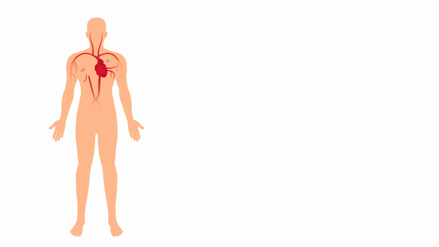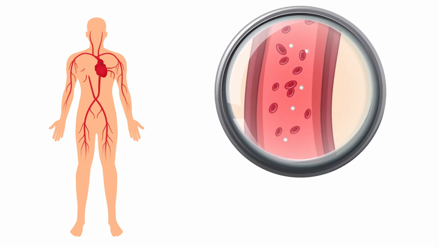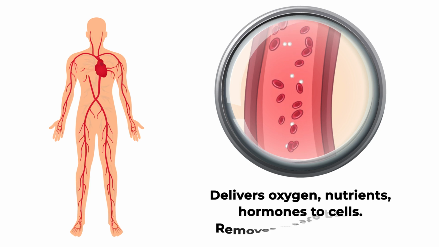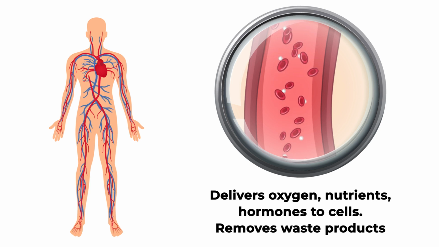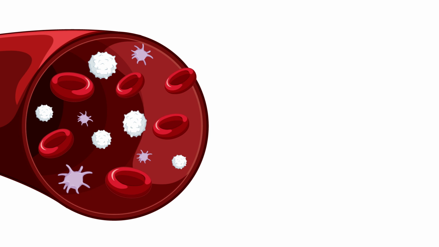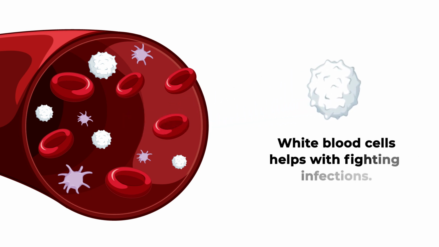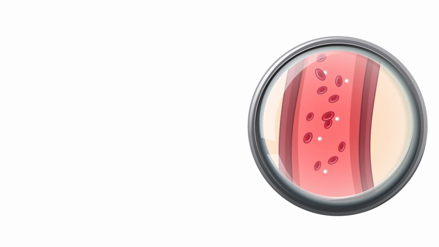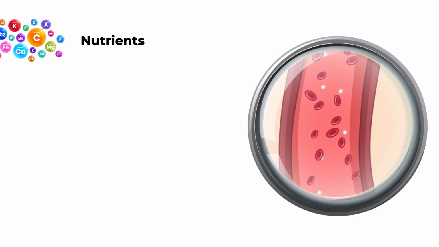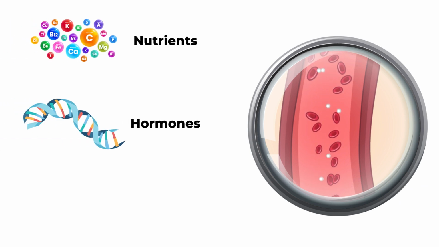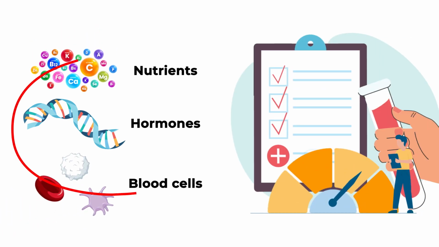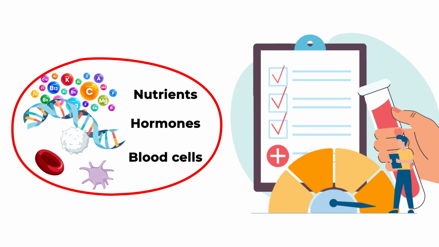Blood is a vital fluid circulating throughout the body, delivering oxygen, nutrients, and hormones to cells and removing waste products. It also plays a key role in the immune system, fighting infections and foreign invaders. Since blood transports most of the important elements such as nutrients, hormones, blood cells, it is used in measuring the amount of these important elements in our body.